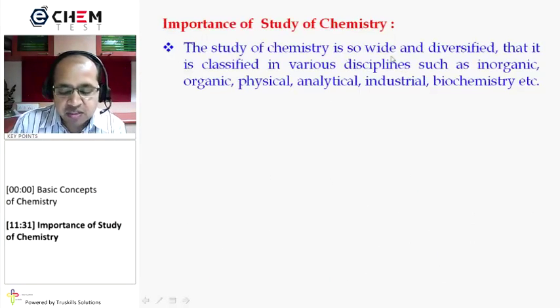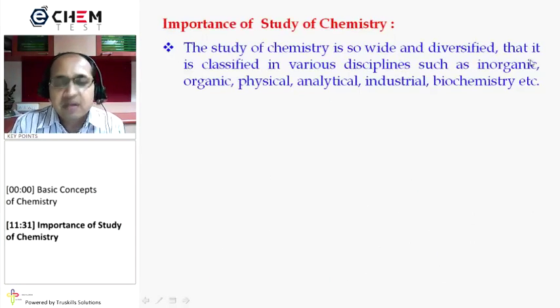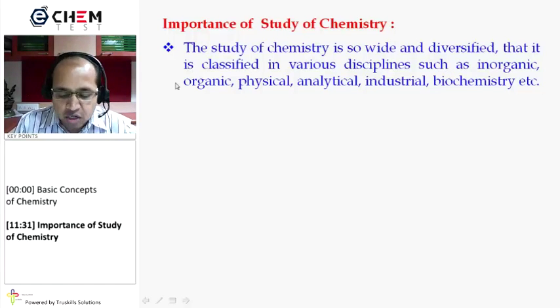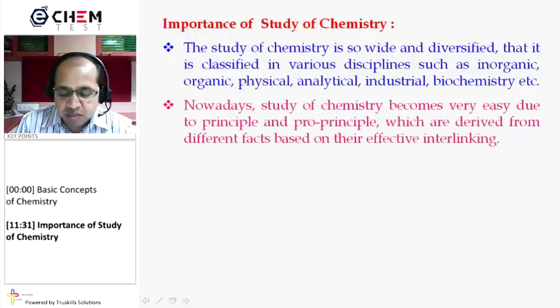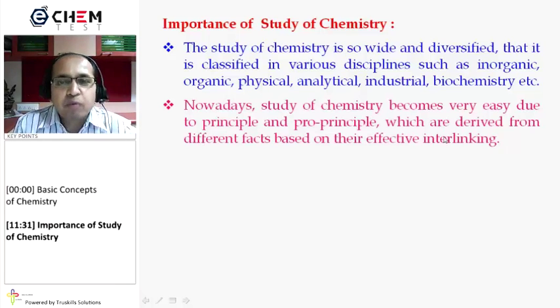The study of chemistry is so wide and diversified that it is classified into various disciplines such as inorganic, organic, physical, analytical, industrial, biochemistry, as we already discussed. Nowadays, the study of chemistry has become very easy due to principles derived from different facts based on their effective interlinking. One principle which is a part of physical chemistry can be applied successfully to organic chemistry as well as inorganic chemistry.